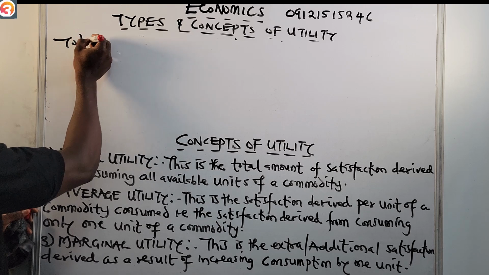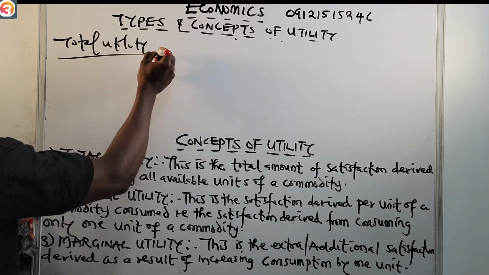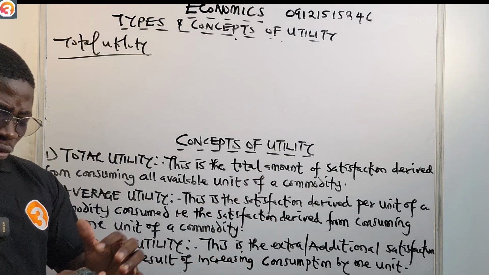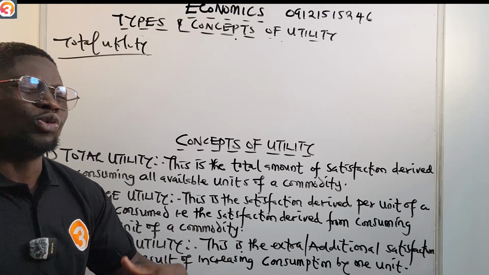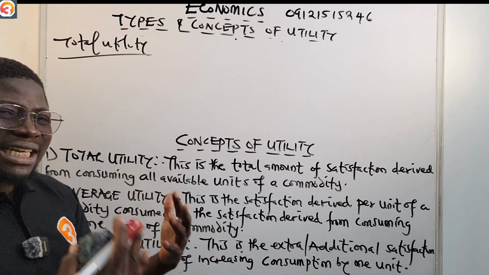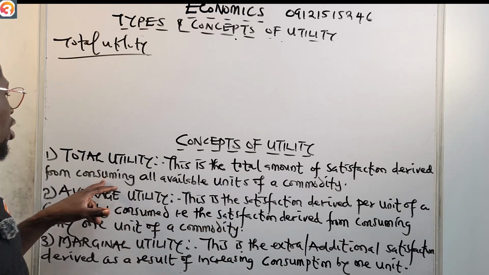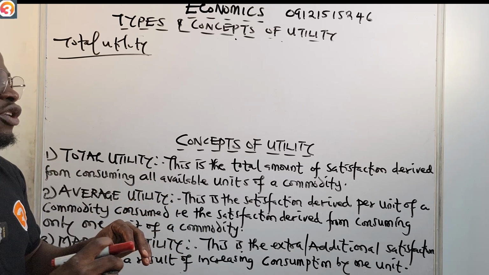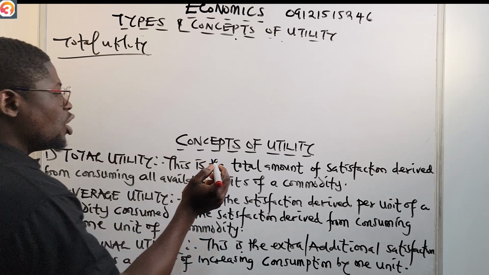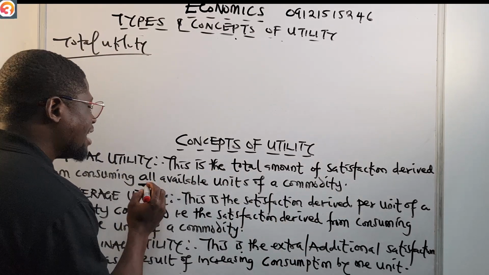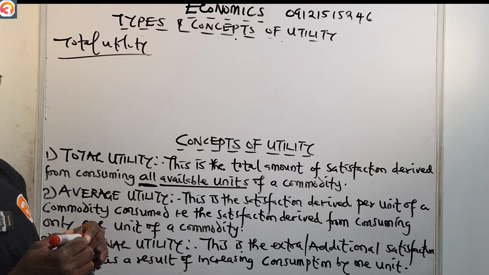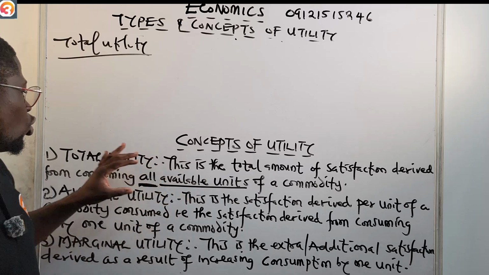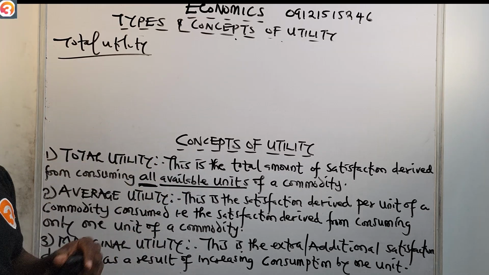So we have the total utility, which we are looking at first. And we'll say that total utility is the total amount of satisfaction. Anything that has to do with utility is satisfaction that we want to derive. So total utility is the total amount of satisfaction derived from consuming all available units of a commodity. So when you consume all available units of a commodity, the total satisfaction you derive from it is called total utility.